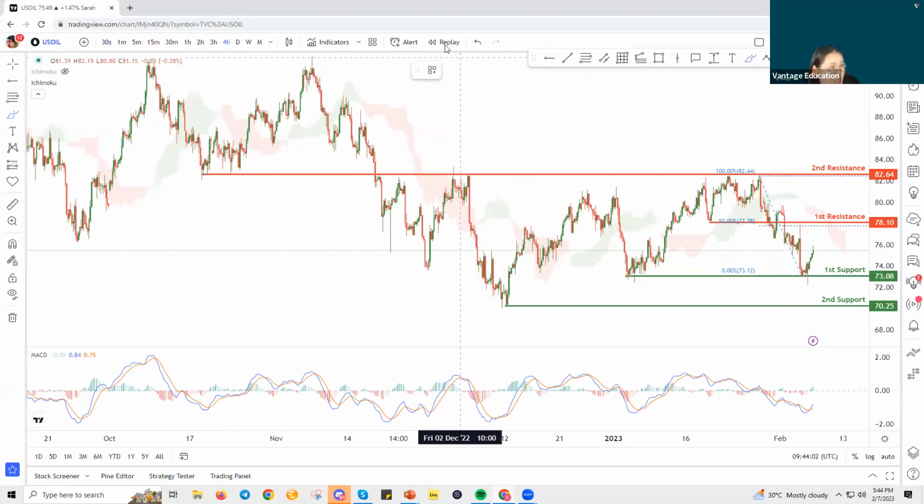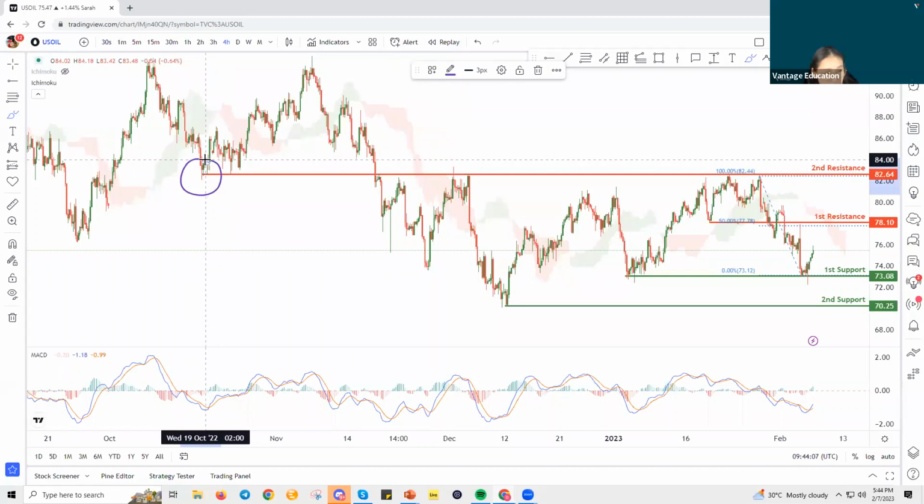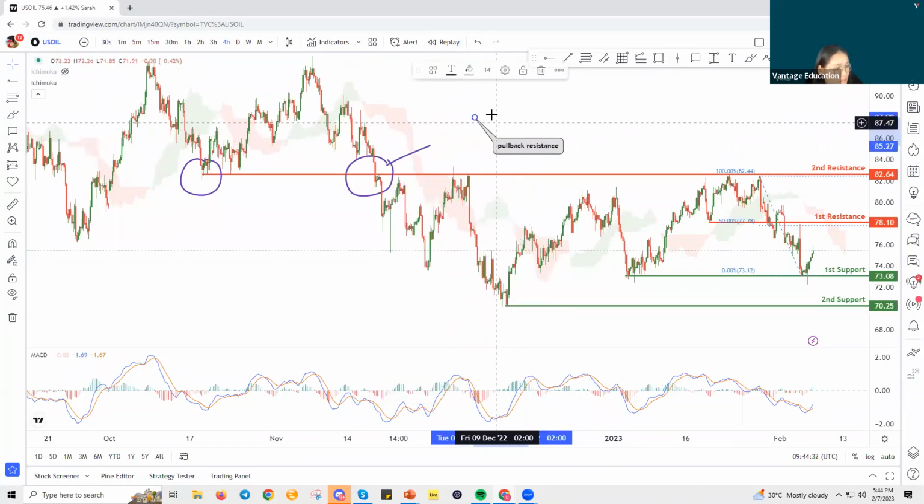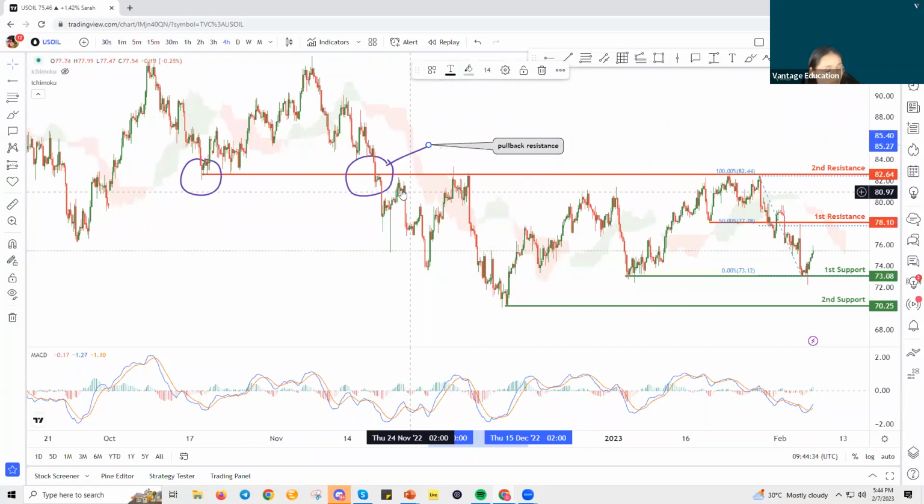So let's start from here. Okay, we have a swing low support, right? Swing low support, and then price bounced off of this area. After that, it surpassed the level. So once it surpasses this level, it is now a pullback. Okay. So now it's a pullback resistance.